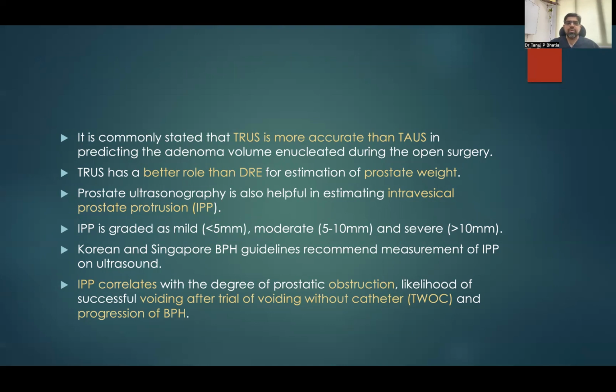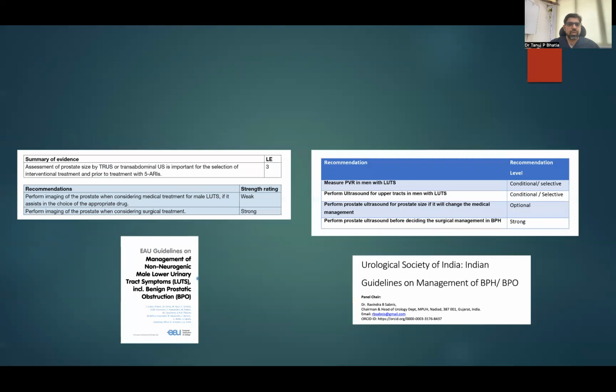The Korean and Singapore guidelines recommend measurement of IPP on ultrasound. It has been seen to correlate with the degree of prostatic obstruction, the likelihood of failure of trial without catheter, and also with progression of BPH. These are the recommendations from guidelines.